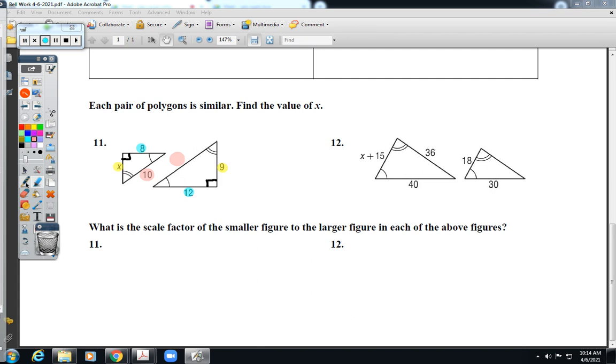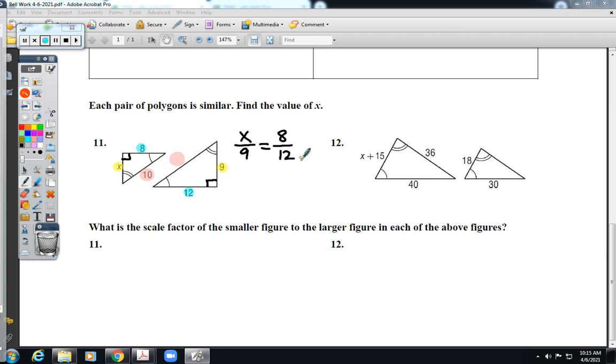We just set up the other one, the yellows and the blues. And we say x is to 9 as 8 is to 12. Because these are similar polygons, similar triangles, that has to be a true proportion. And then we solve it, just like we did up above.